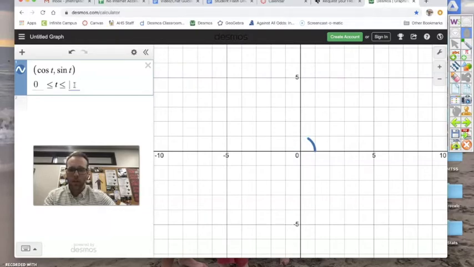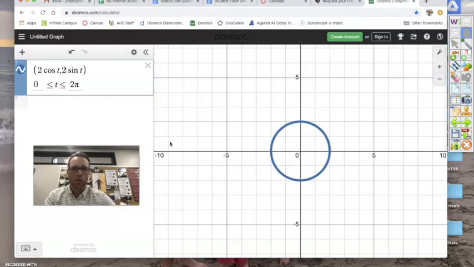And we can graph this from 0 to 2 pi, and there's our full unit circle. Okay. Now what would happen if I made this a 2 and this a 2? Okay. Now it's our unit circle with a radius 2.